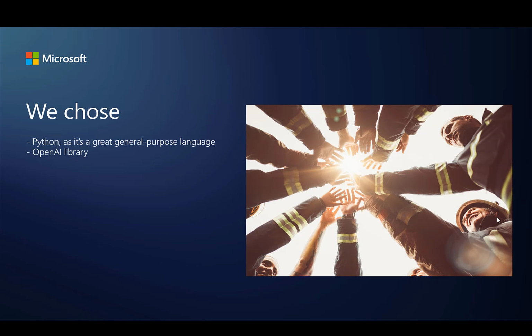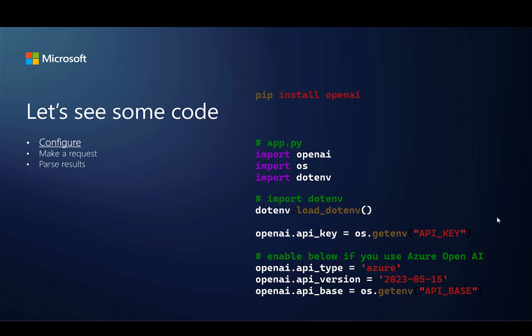Right, so what did we choose? Well, we chose Python. It's a general purpose language. It's trusted by millions, so why not? And we also chose to work with the OpenAI library, which is written in Python, but I believe it exists for different languages, I think JavaScript at least. So let's see how we would do this at a high level. How would we actually build an application?